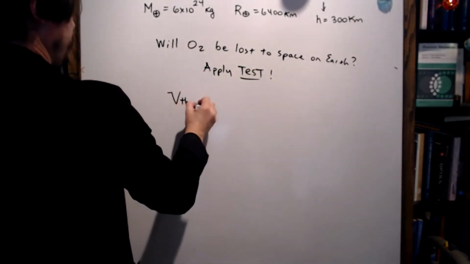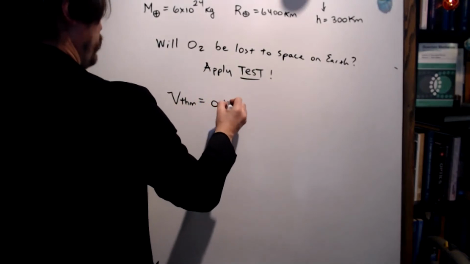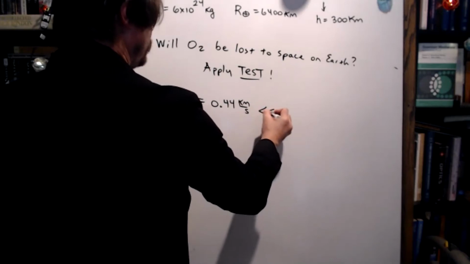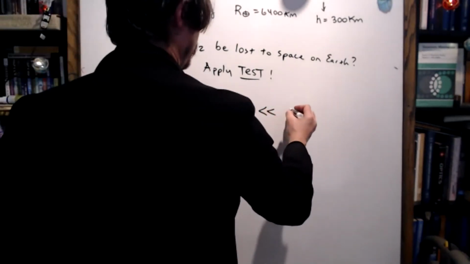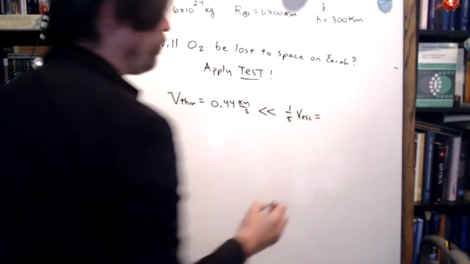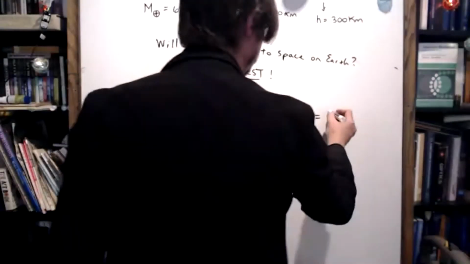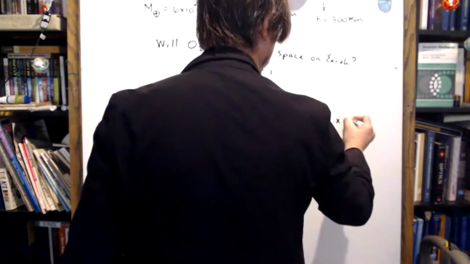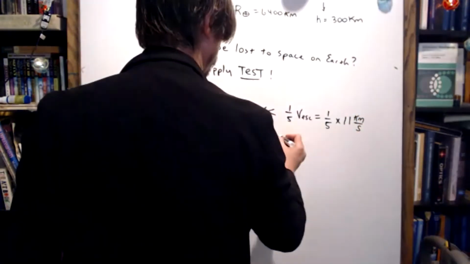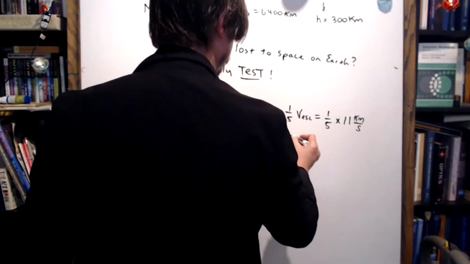The thermal speed is 0.44 kilometers per second, which is very much less than 1/5 of the escape velocity. What is 1/5 of 11 kilometers per second? 2.2.